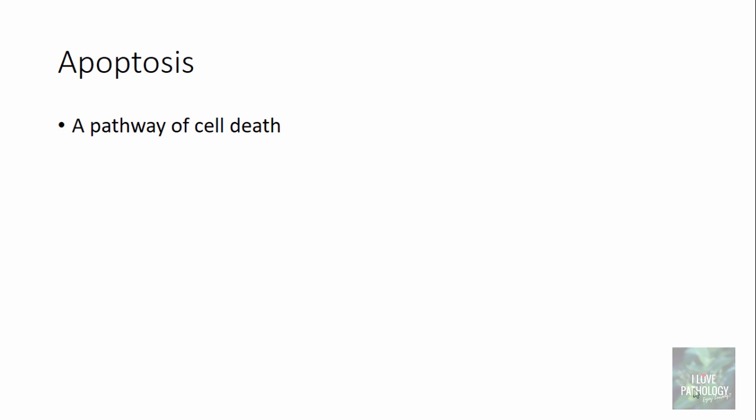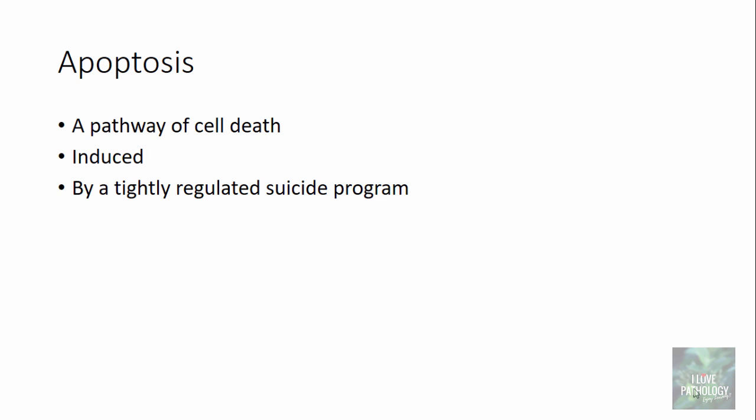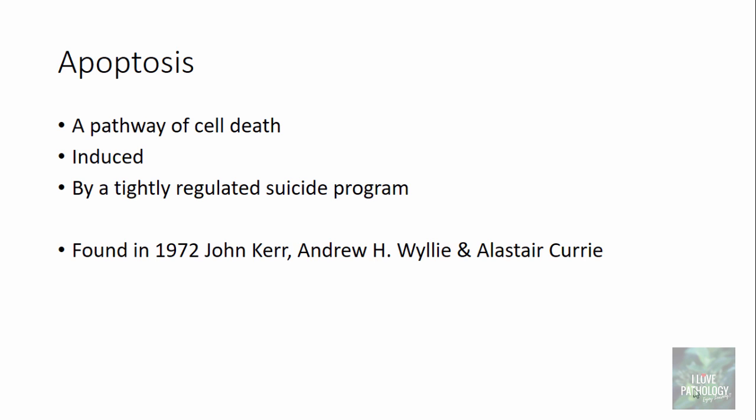Now, what is apoptosis? Apoptosis is a pathway of cell death, which is induced by a tightly regulated suicide program. So, what really happens here is that when the cells are destined to die by committing suicide, they activate a series of enzymes within the cell, which actually degrade their own DNA material, and then proteins. This was first discovered in the year 1972 by John Kerr, Andrew Wyllie, and Alastair Currie, who were great pathologists.